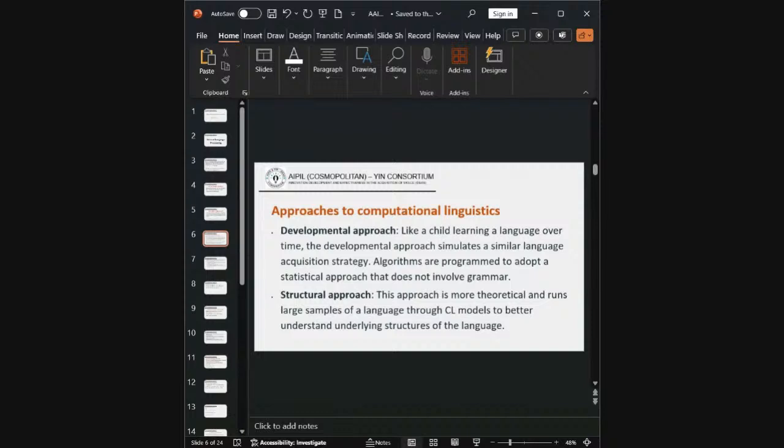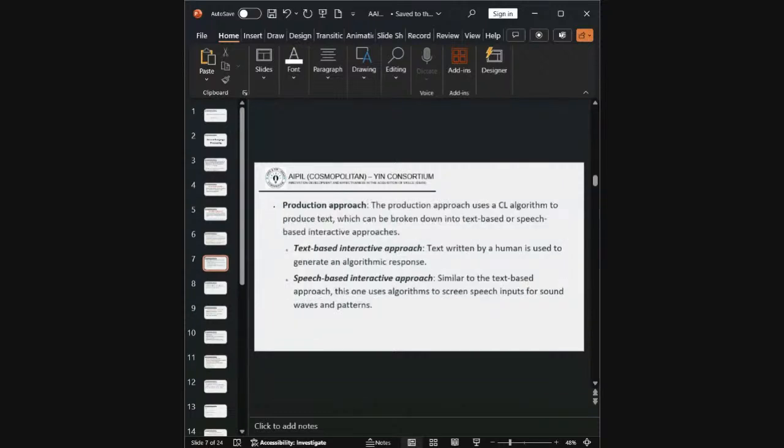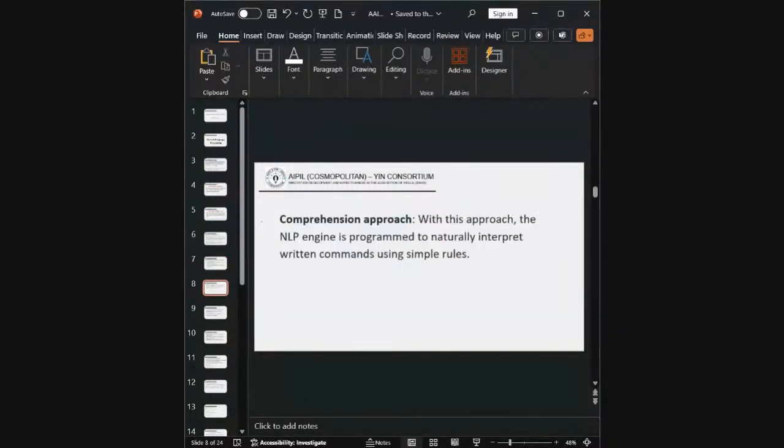We're talking about the approaches to computational linguistics. We talked about the developmental approach, going step by step, picking the language bit by bit, and then trying to make sense of it. The second one was the structural approach, and then we looked at the production approach, and now we finally looked at the comprehension approach.